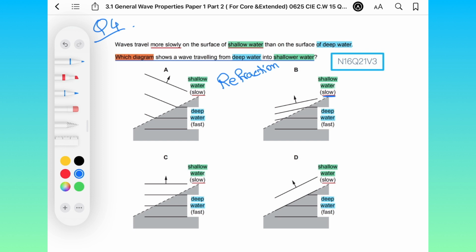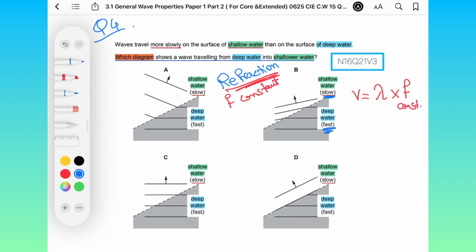Which diagram shows a wave traveling from deep into shallow water? It's mentioned here that in shallow water the wave is slow, but in deep water it is fast. Why is this important? Because of the wave equation: wave speed equals wavelength times frequency. During refraction, the frequency is constant. The number of waves passing is the same according to the source, so the frequency will be constant.